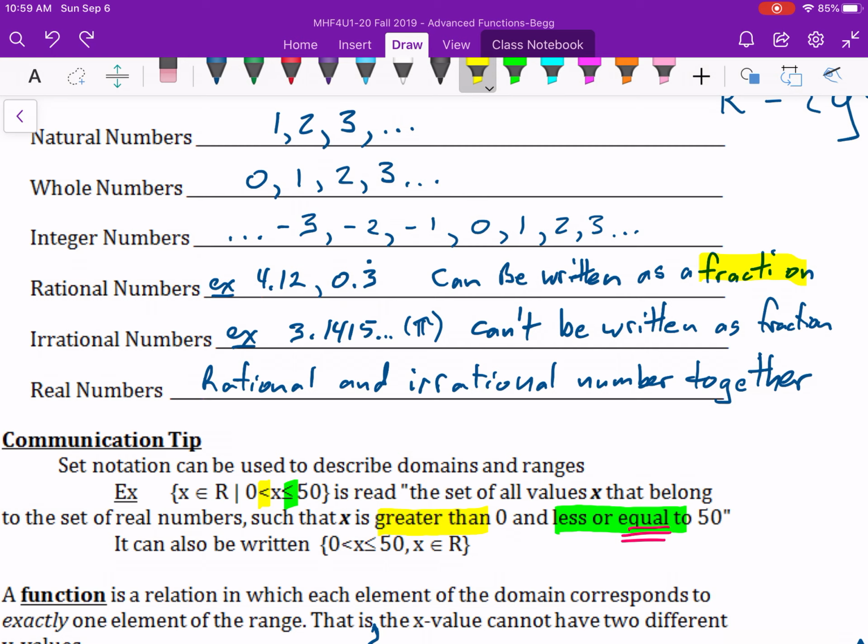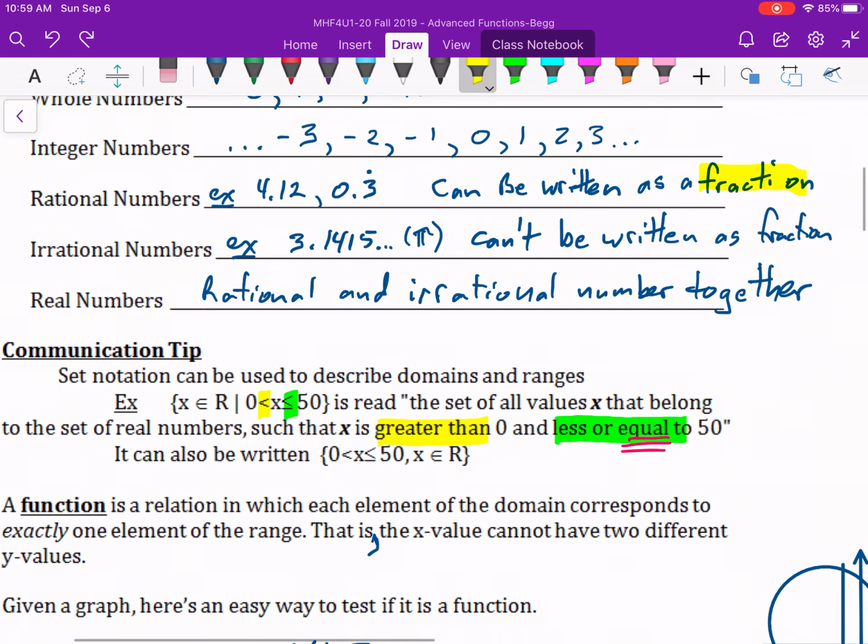The way we know if it can be written as a fraction is if the decimal either ends or it repeats. So 4.12 I could write as 412 over 1,000. Or 0.3 repeating I could write as 1/3. So if I can write it as a fraction, it's a rational number.